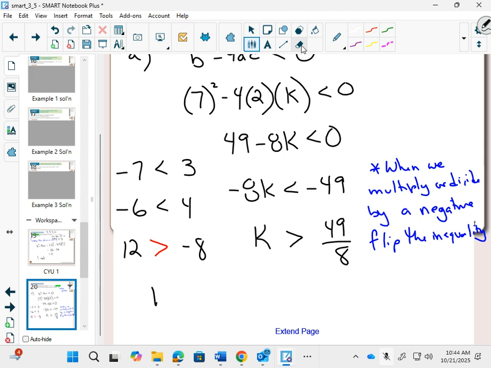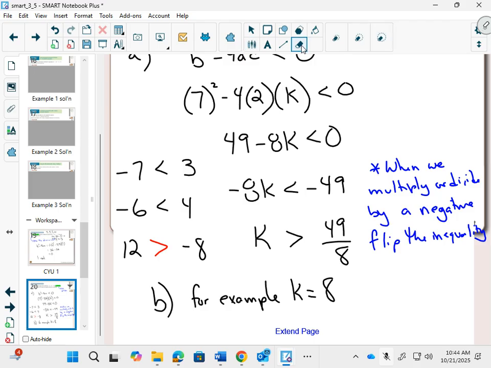In part B, it says, can you think of a k value that works? For example, can you tell me one number bigger than 49 over 8? 50 over 8. You could use 50 over 8. Okay? If you wanted to use a whole number, what would be? 64 over 8. 64 over 8 would be 8, right? Yeah. That would work. Okay?